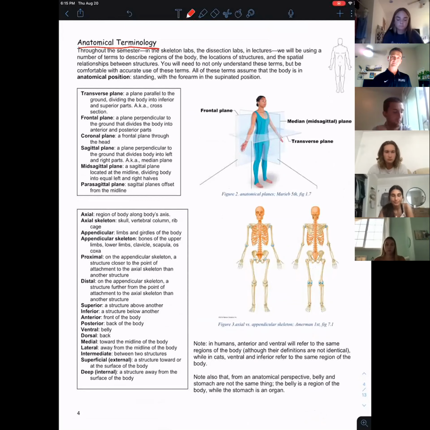How many people have a knot right there in your traps? I do. We're spending way too much time on our computers, okay? So you feel that knot and then just keep walking down. The next big bone you hit, it feels almost like the clavicle, right? It's kind of long and skinny like the clavicle. That's the spine of your scapula, right?